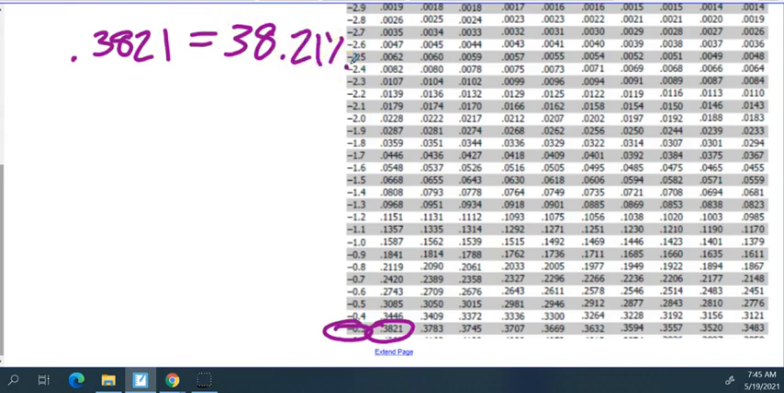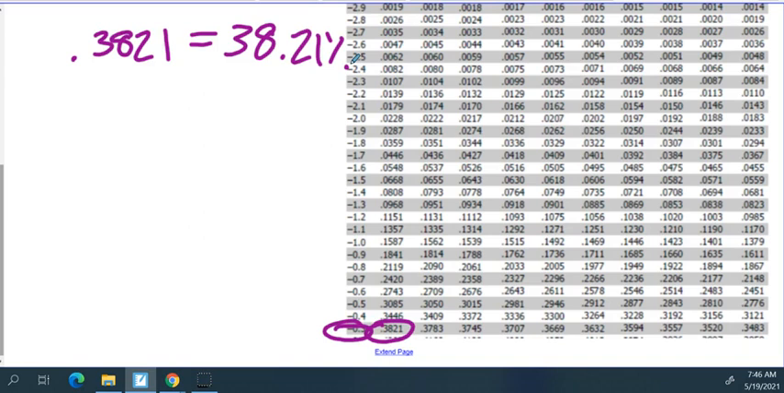Well, what does that percent mean? What that means is that 38% of the data is less than 27. So say you had some sort of test, and I'm not sure what the maximum grade on this test is, but say you got a 27. So you scored below the average, but you still scored better than 38% of everyone else taking this particular test.